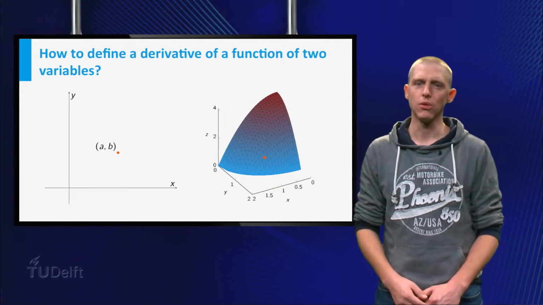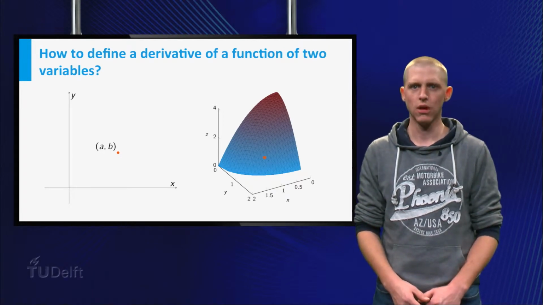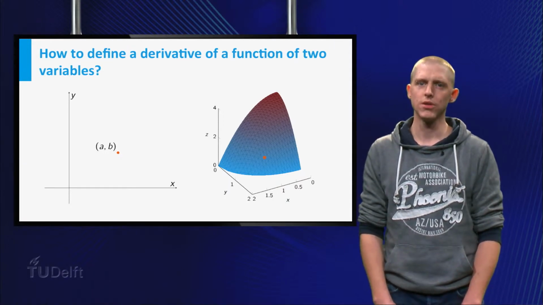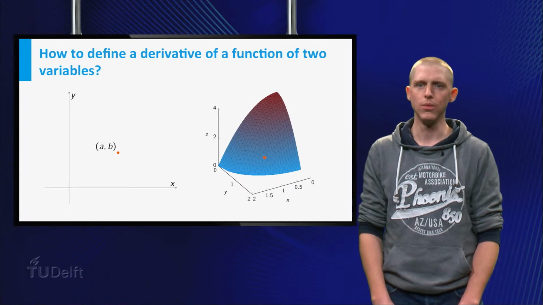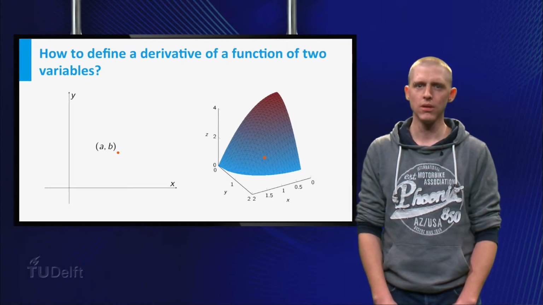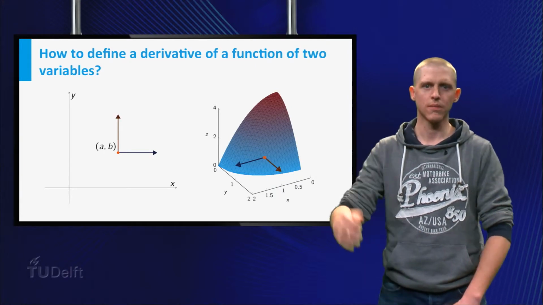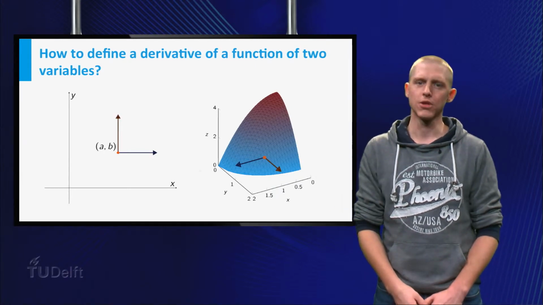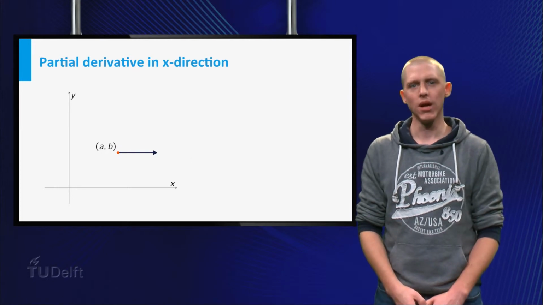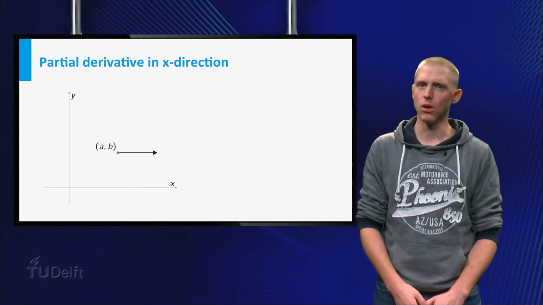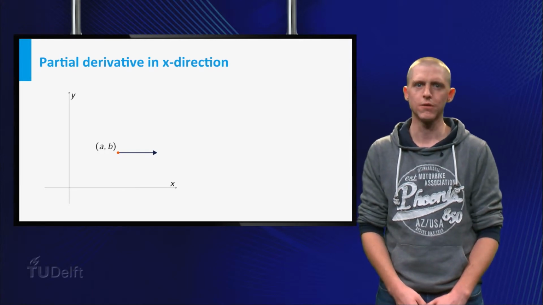The two so-called partial derivatives of f in the point (a, b) are defined as the rate of change of f when (x, y) moves away from (a, b) in the x direction and in the y direction. Let's have a look at the first scenario. When (x, y) moves away from (a, b) in the x direction, the function f of x and y is in fact a function of one variable only, because y is equal to b is fixed.